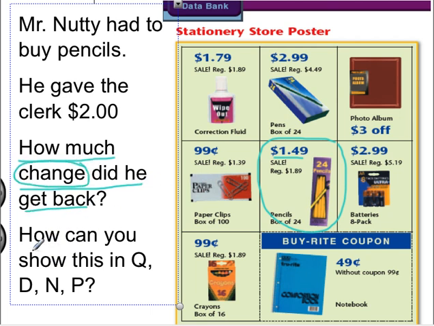And the second question we're going to ask is, how can you show this in quarters, dimes, nickels, and pennies? So it's a two-part problem, okay? Let's look at the first part. How much change did Mr. Nutty get back? I'm going to flip over to my board so you can see.